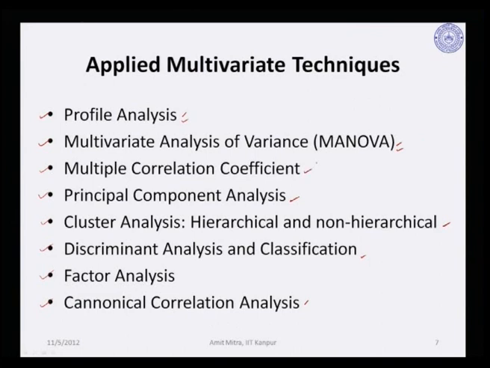We will talk about the multiple correlation coefficient. As I said, it is just an extension of the bivariate correlation coefficient. So, it is more applicable when we have a group of variables and we are trying to involve all the variables into one correlation coefficient that is going to be represented as a multiple correlation coefficient.